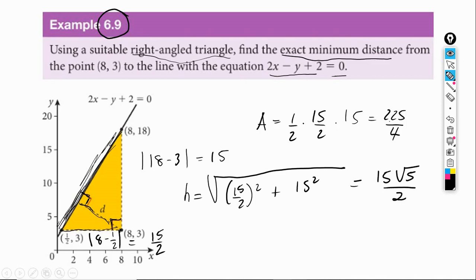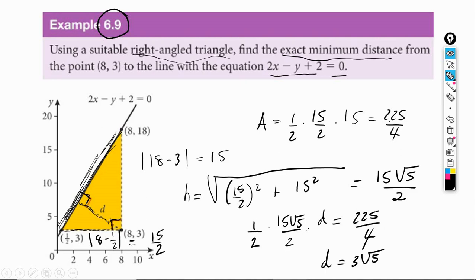Okay, so we're almost ready to solve. Because the areas are the same, it means that 1/2 times the base, in this case we're using the hypotenuse, so 15 square root of 5 halves, times the height d must equal 225 fourths. So now we have a simple equation, and all we have to do is solve for d. So if you solve for d, you should get that it equals 3 square root of 5.